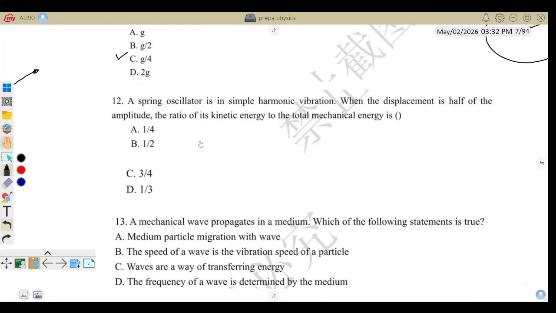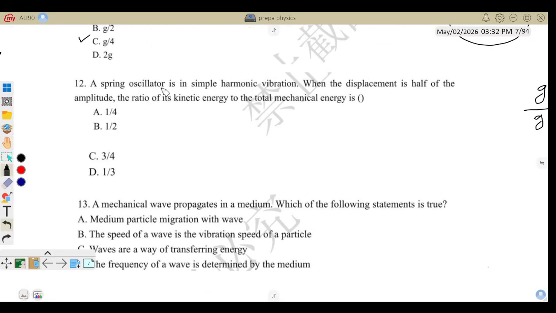Moving to 12, what do we have here? A spring oscillator is in a simple harmonic vibration. When the displacement is half of the amplitude, what is the ratio of its kinetic energy to the total mechanical energy, the E total? Is it 1/4, 1/2, 3/4, or 1/3?